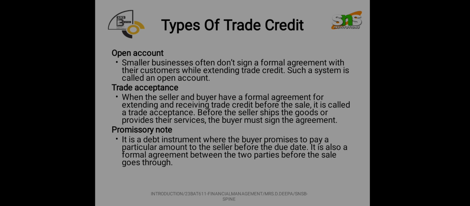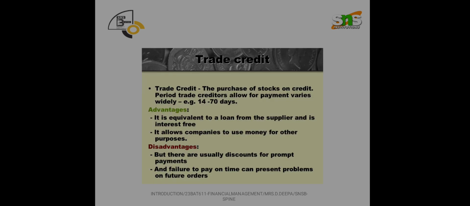And next, the promissory note is the same as trade acceptance. Here also a formal agreement will be there. A promissory note is usually called a debt instrument, where on some later date the buyer will make the payment to the seller. That concept is called so because the buyer is giving a promise to the seller in a written document. And we can see here trade creditors with a period of, for example, 14 days to 90 days.